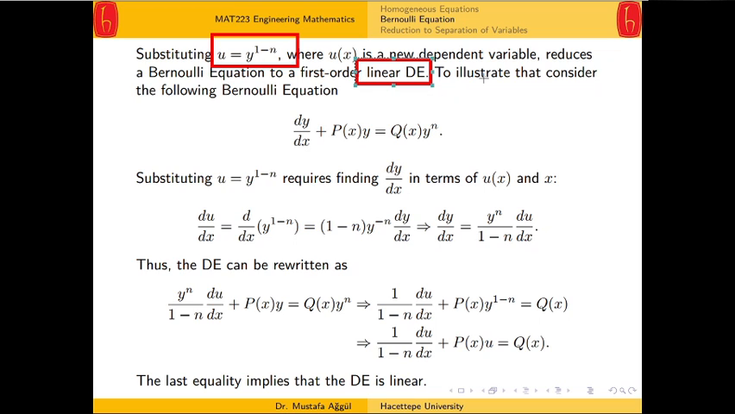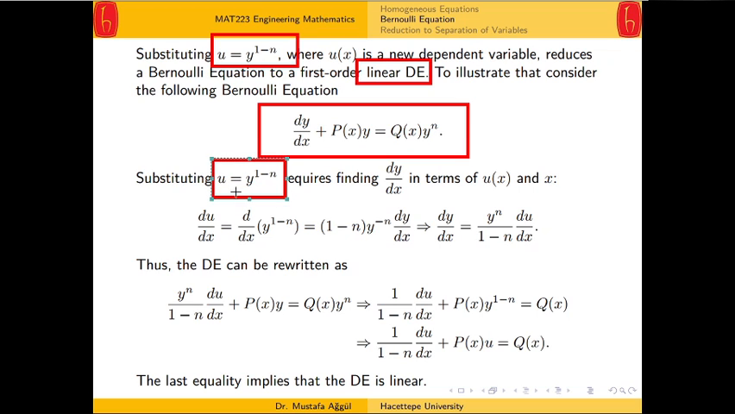Okay, so to illustrate this, consider the Bernoulli equation here. When you substitute u equals y to the 1 minus n, this requires finding dy/dx in terms of u and x. If you take the derivative on both sides, this will be du/dx equals the x derivative of the right-hand side, and here we have a power function of y, so we need to apply the chain rule.